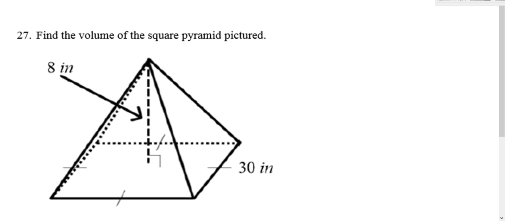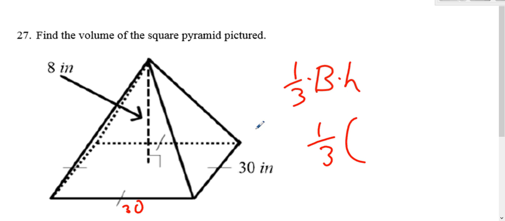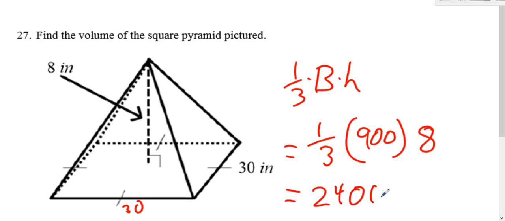Find the volume of the square pyramid. It is a pyramid, so it's 1/3 the area of the base times the height. So since it's a square, this side's 30 and that side's 30, which means the area of that base is 30 times 30. And then here we're told the height is 8 inches. So the volume is 2,400 cubic inches.